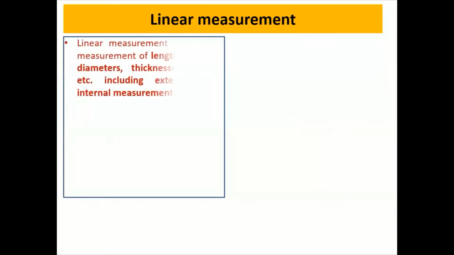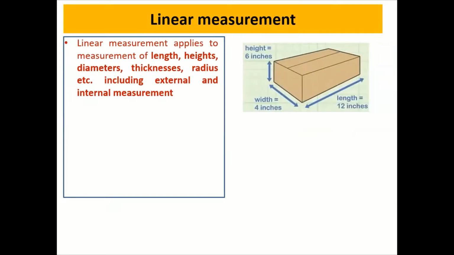In the introduction, linear measurement applies to the measurement of length, height, diameter, width, and thickness. You can check the radius also. If you want internal and external diameter measurement, it is still possible using different instruments. Here we can check the height, width, or thickness by using a vernier, or even with micrometers, or even with the scale.